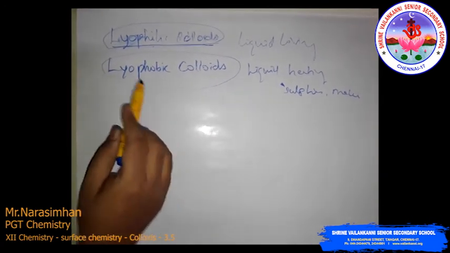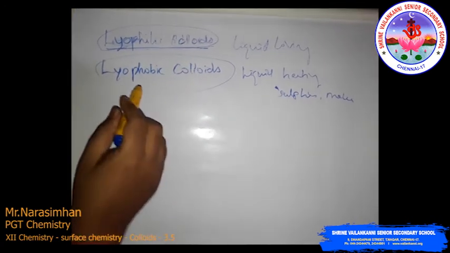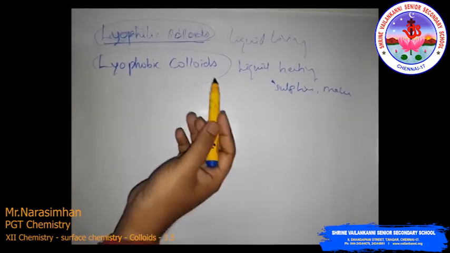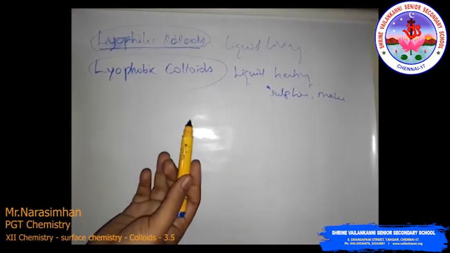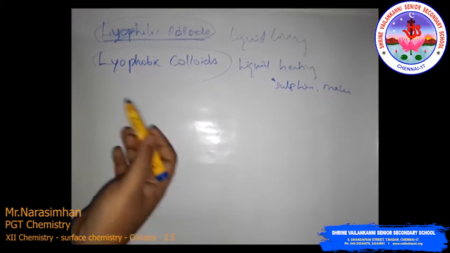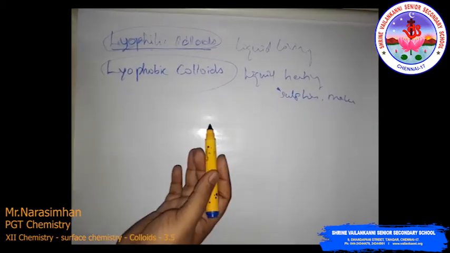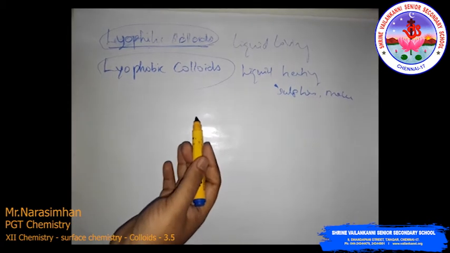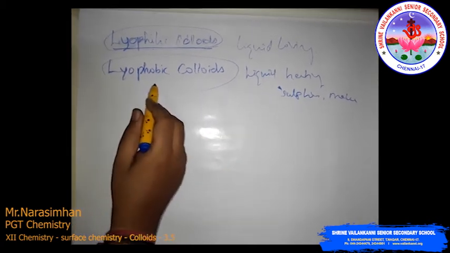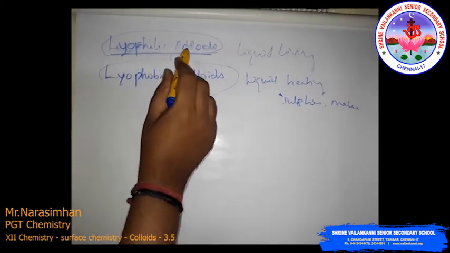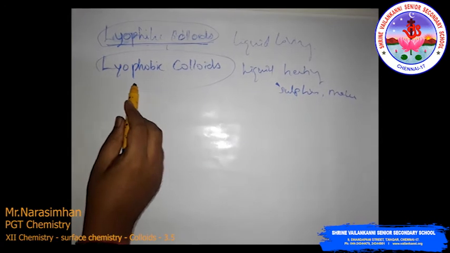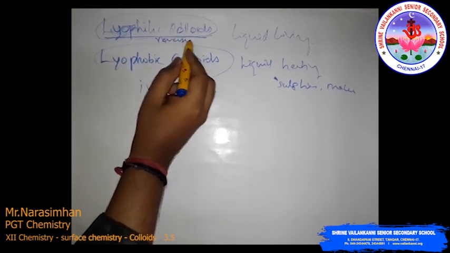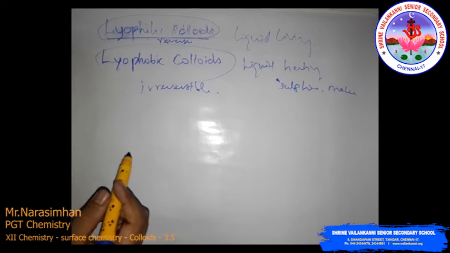These sols are readily precipitated; they can be coagulated by the addition of a small amount of electrolytes, by heating or shaking, and are not stable. Once precipitated, they do not give back the colloidal sol by simple addition of the dispersion medium, so it is of irreversible nature. The first one, lyophilic, is reversible in nature. The second one is irreversible in nature.